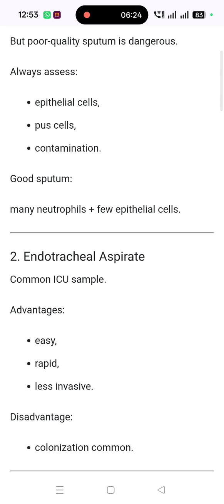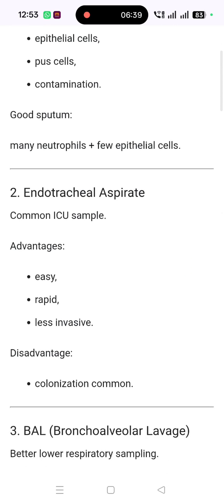What is the chance of contamination? Because it will come out through your oral cavity, and there microorganisms are present, so it may get contaminated by that. Now the good sputum is when there are many neutrophils and few epithelial cells.